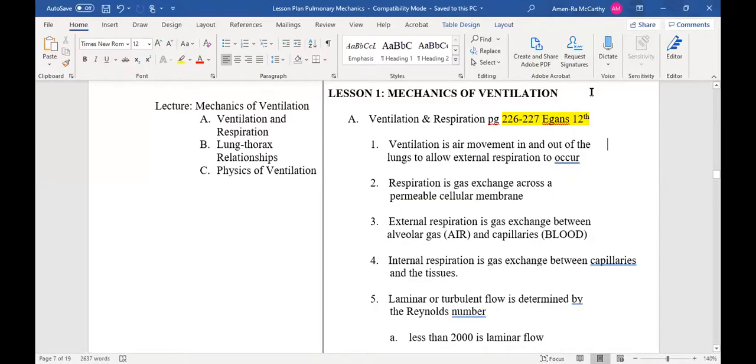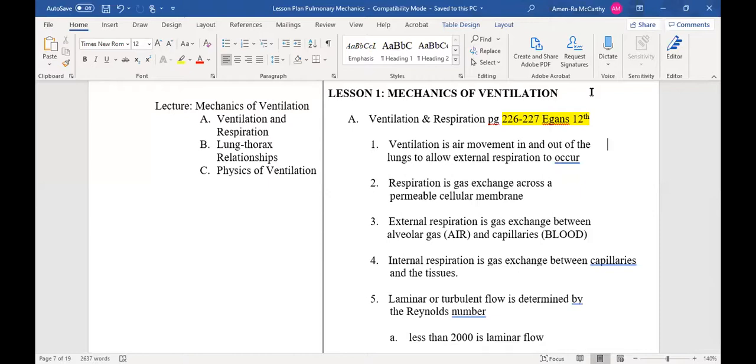Ventilation and respiration, pages 226, 227, 12th edition. Ventilation is what? It is the air movement in and out of the lungs to allow for external respiration to occur. So you need to understand that in order for respiration to occur, you have to first have ventilation.